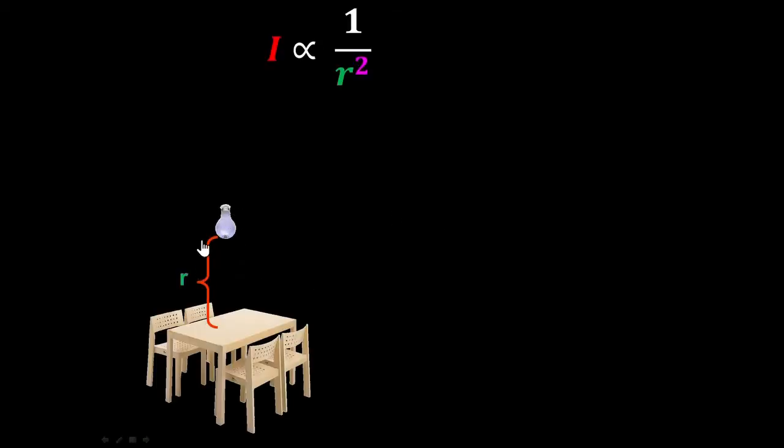So if I had a light bulb some distance from this table here, and I move that light bulb to twice the distance, so now we're at 2 radiuses away.